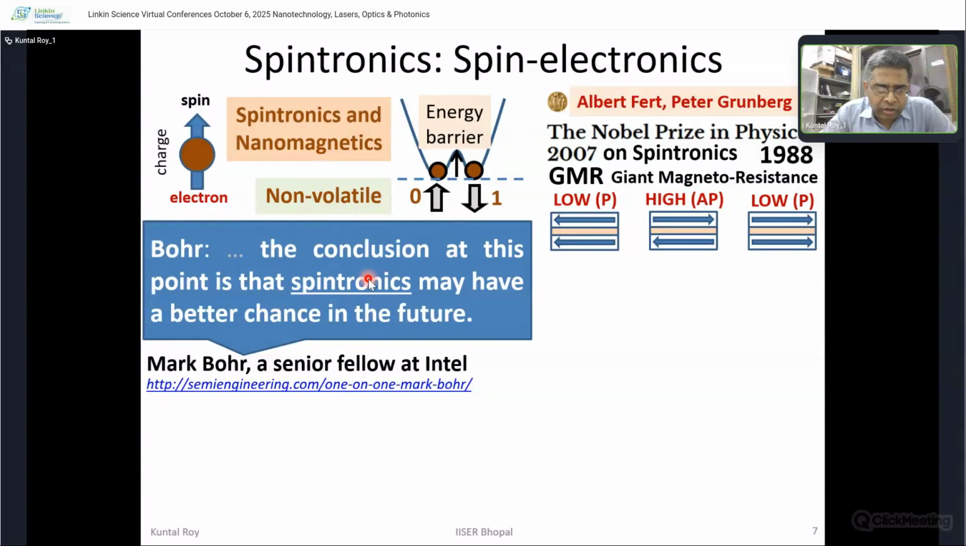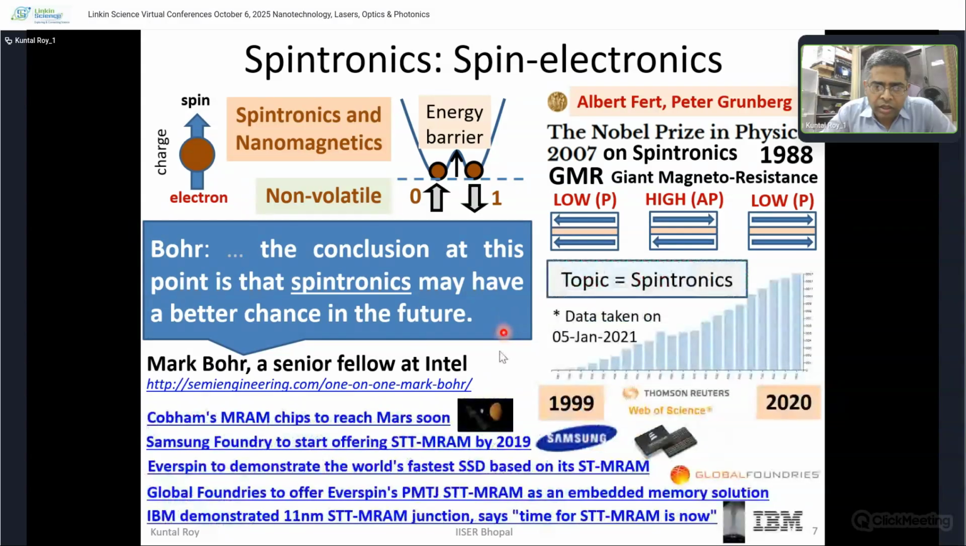Several nanoelectronic paradigms have been proposed to replace the transistors, but the conclusion at this point, accepted by academia and industry both, for example a senior fellow from Intel, is that spintronics has a better chance in the future. And as you see, the research on spin electronics is going really up over time. They are going for the Mars mission. They are going into cars because their endurance is very high, so they last long. And different companies, starting from IBM, Samsung, Global Foundries, are working on spintronics.